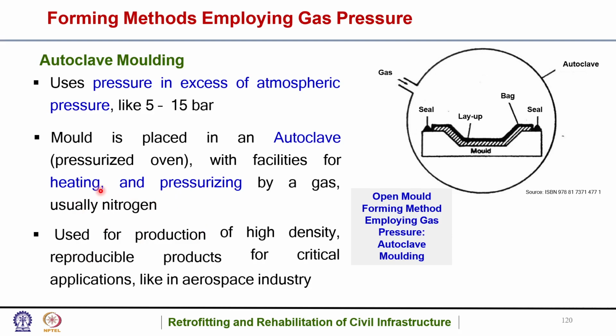So nitrogen is basically used in most of the tests or processes which involve gas pressure, because it does not react. Okay, it is a very inert gas. Okay, so there are also tests, like thermogravimetric analysis tests, so they also use nitrogen because it is non-reactive. So this autoclave molding is used for production of high density reproducible products for critical applications, like in aerospace industry. Okay, so this is an example of open mold forming method employing gas pressure, autoclave molding.